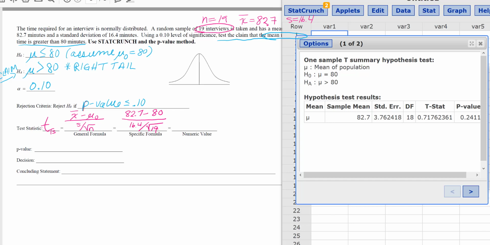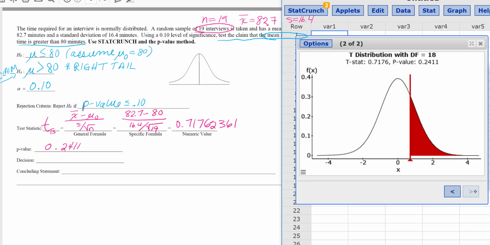So our t-test statistic is 0.71762361. Our p-value then is 0.2411. We can also see this listed on our diagram. Remember, if you hit the right arrow key in StatCrunch, it will bring that up for us.